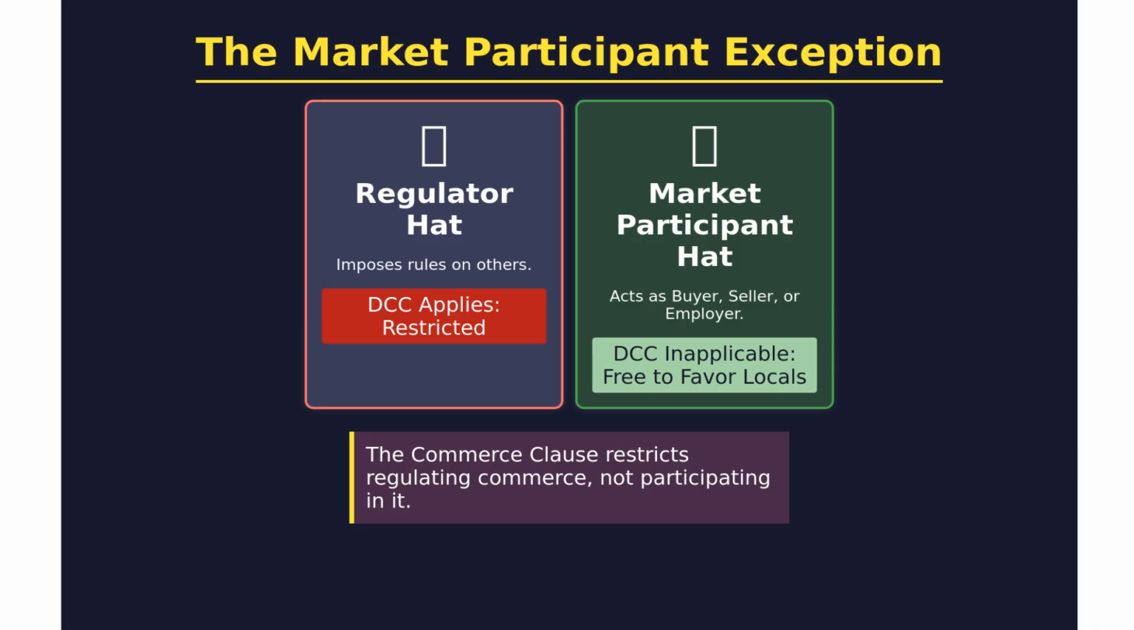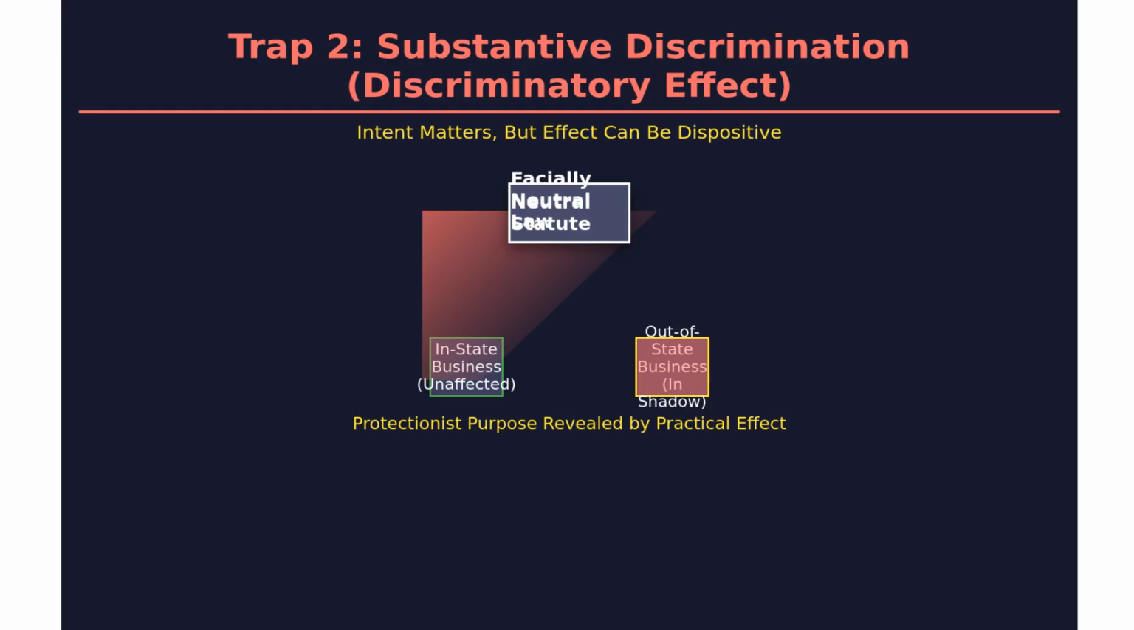This distinction between regulating and participating is vital for understanding when strict scrutiny is avoided. We just covered facial discrimination and the market participant exception. But what happens when a state tries to hide its protectionism? This brings us to trap number 2, substantive discrimination, often called discriminatory effect.